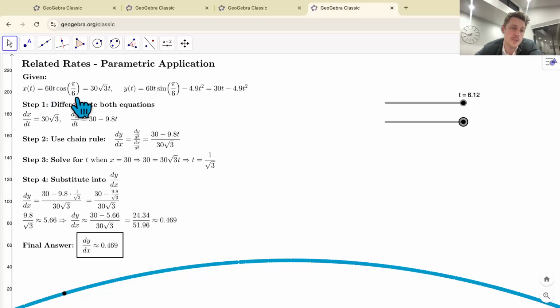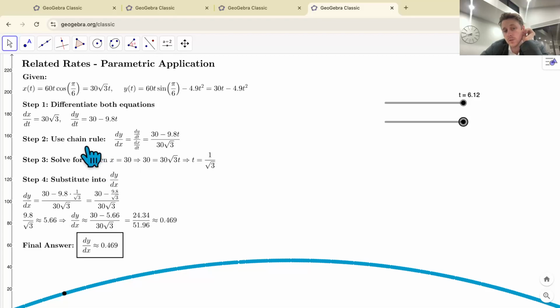So let me just step through it. Again, our function x of t, our x-coordinate, is 30 root 3 t when we know that the launch angle is pi on 6. It simplifies to this. Similarly for y of t, when we know theta is pi on 6, we get this value here. All right, differentiate both sides with respect to t. So you get dx/dt equals 30 root 3, dy/dt equals 30 minus 9.8t. That's just differentiating this.